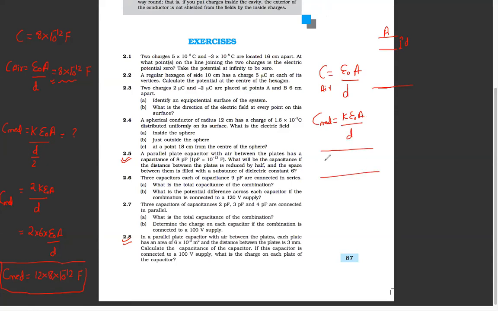If in this parallel plate capacitor I introduce a dielectric slab K of thickness T, then the capacitance will be epsilon naught A over D minus T plus T by K. This is the capacitance on introducing a dielectric slab of thickness T. Here T is the thickness of the dielectric slab, K is the dielectric constant, D is the separation between the plates, and T is the thickness of this slab.